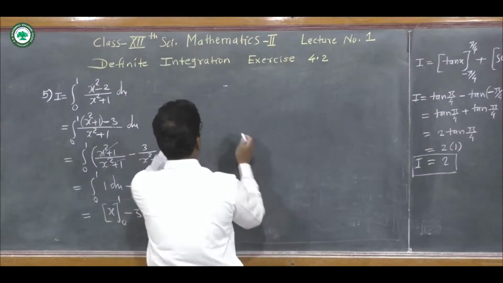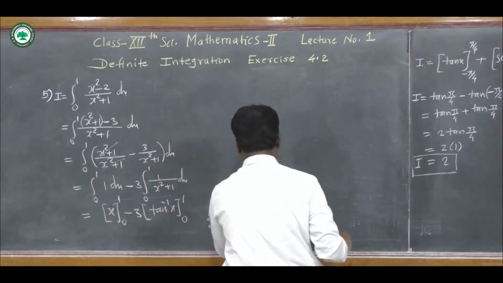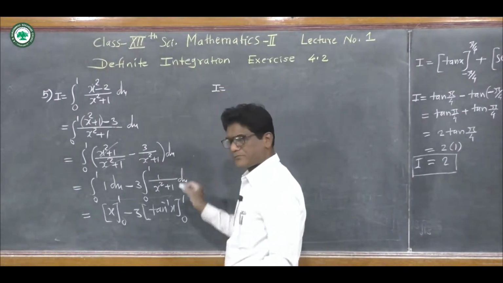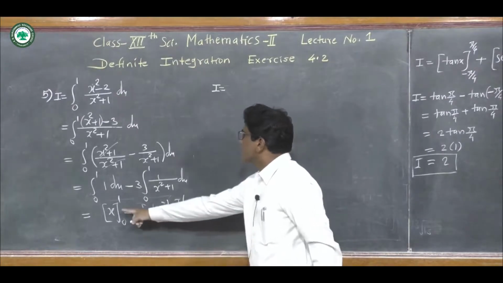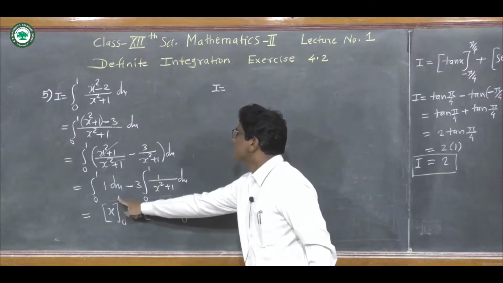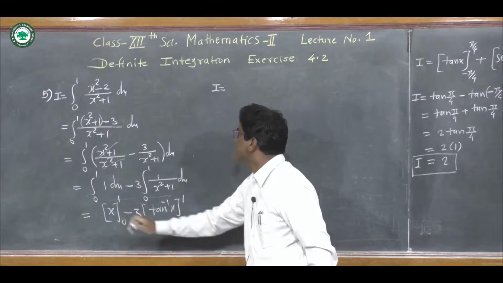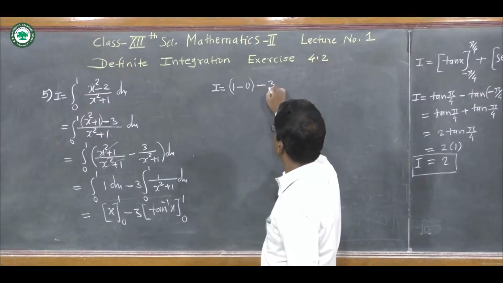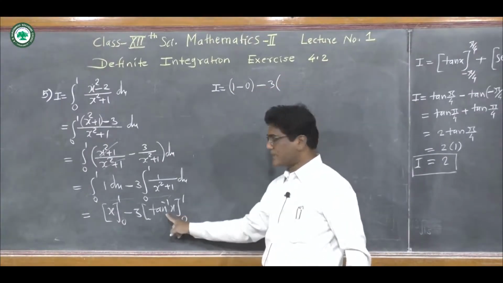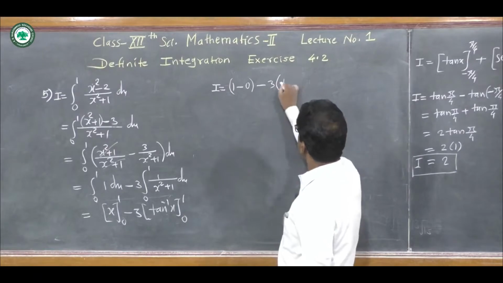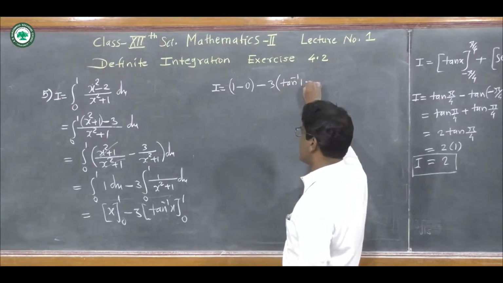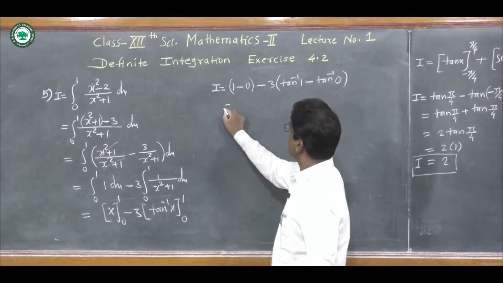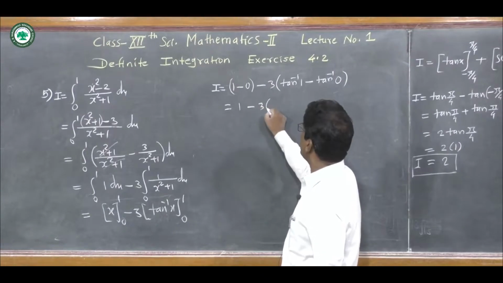So we get I is equal to x from 0 to 1. So in place of x put 1 and then 0. So 1 minus 0. Then minus 3 in the bracket tan inverse of x. Firstly put x as 1 and then 0. That is tan inverse of 1 minus tan inverse of 0. So we get here 1 minus 0 means 1 minus 3 tan inverse of 1.